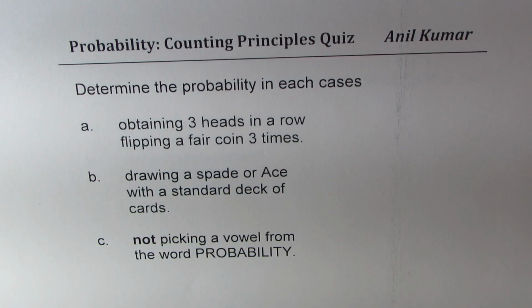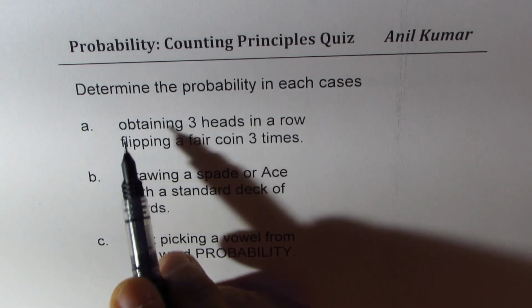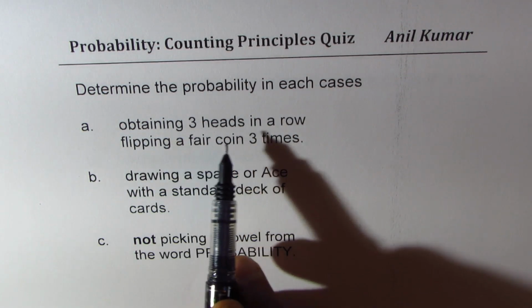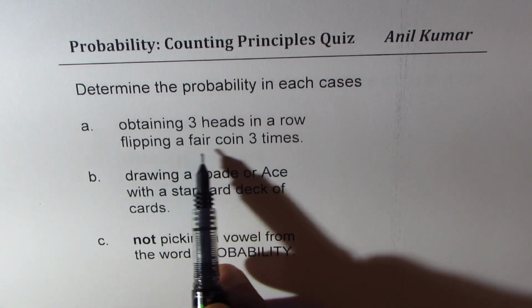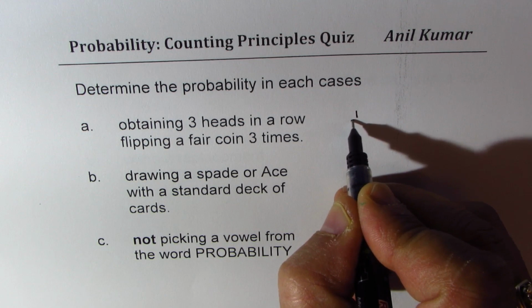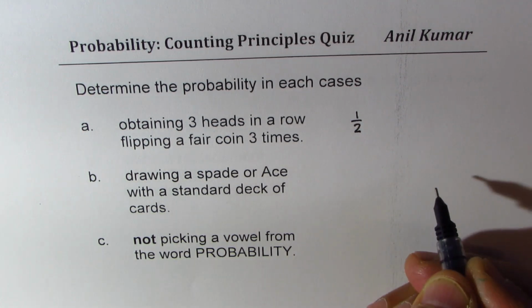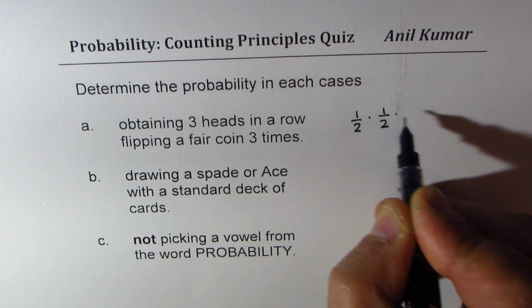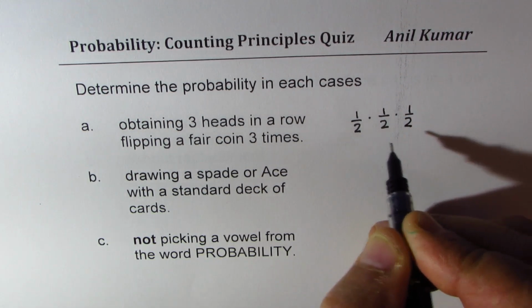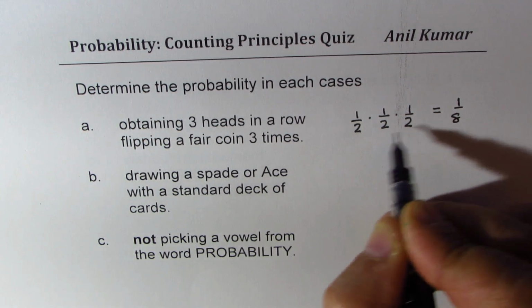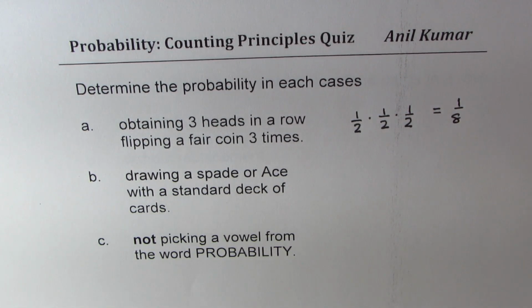Let's begin. Question number 1 is, determine the probability in each case. A, obtaining 3 heads in a row, flipping a fair coin 3 times. So it's a fair coin, probability is half for each time. Since they are independent events one after the other, this probability is going to be multiplied. So what you get is 1 over 8, right? So 1 over 2 times 1 over 2 times 1 over 2.